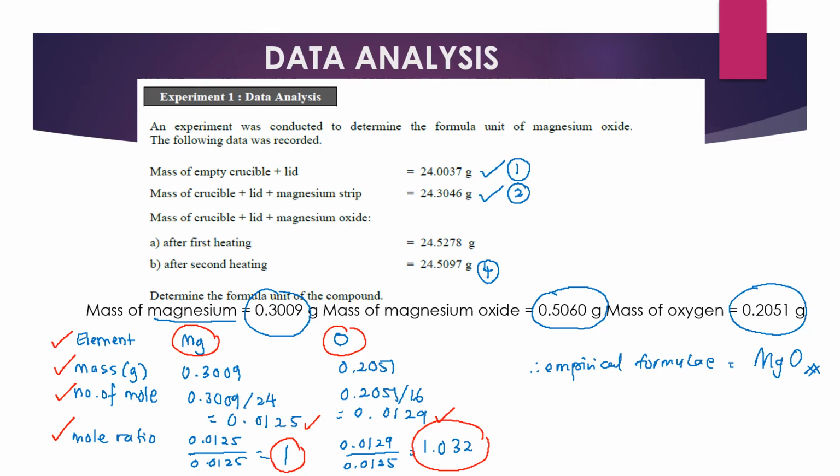Okay, so you conclude that the empirical formula is Mg1O1, MgO, magnesium oxide. This is the answer. Formula unit of the compound. That's all. Thank you.